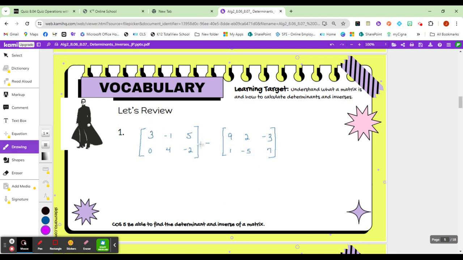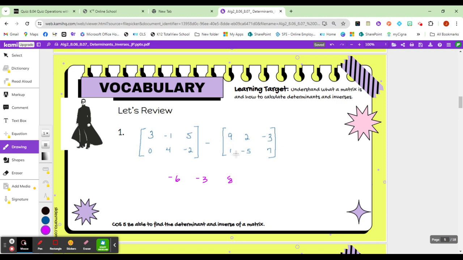To me, adding and subtracting is one of the easiest things that we do in operations of matrices. We just take the numbers that are in the same location. So 3 minus 9 gives me -6. -1 minus 2 gives me -3. 5 minus -3 gives me 8. Be careful with subtraction. It's like the devil and it will cause you to make mistakes.